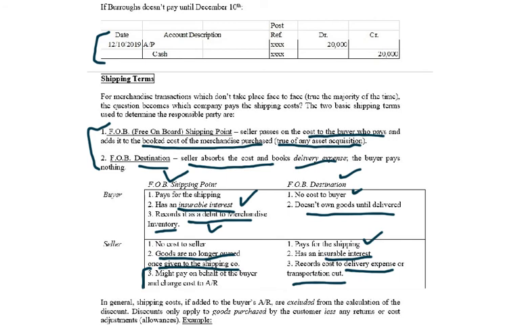All right, so the general rule that we're going to observe here when we switch to the transactions is that shipping costs, if they're added to the buyer's accounts receivable, are excluded from discounts. So you're going to exclude that from the discount. Discounts are only applied to goods purchased by the customer, less any returns and allowances. So again, that's the rule that we're going to abide by in the next video.